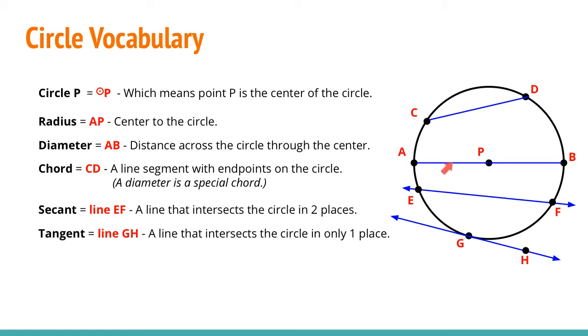And if any line segment goes up to it or through it, it's going to either be a radius or, all the way through it, a diameter, as you see right here. Next, the word chord. Chord means a line segment with endpoints on the circle. That'll come into play where we ask you to find the length of this chord sometimes, based on the angle that's formed up here at point P.